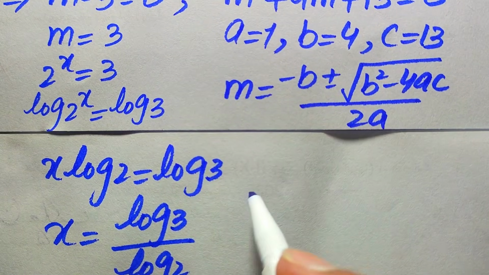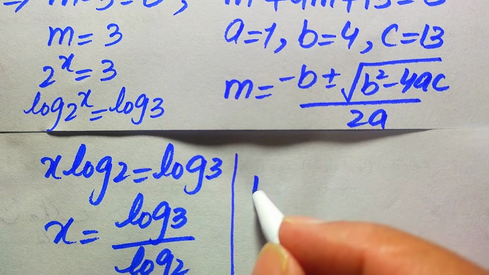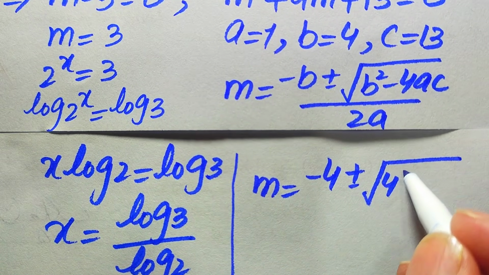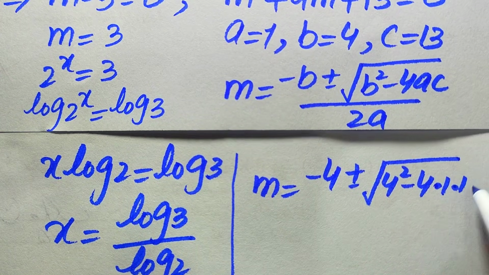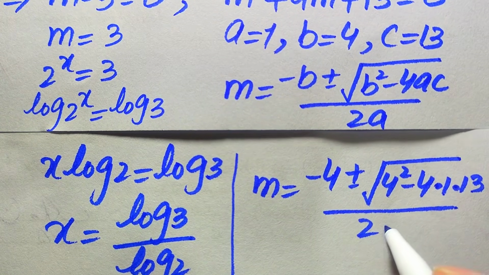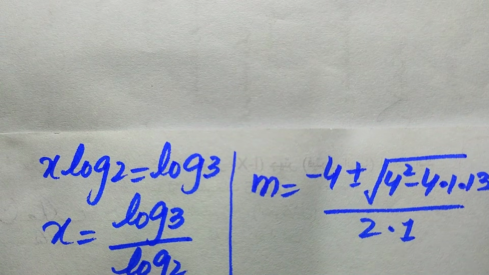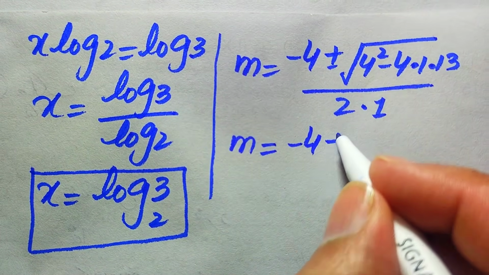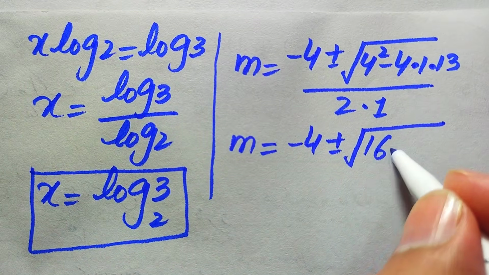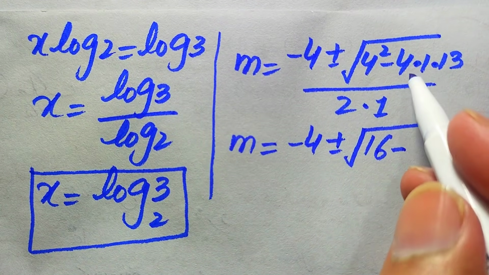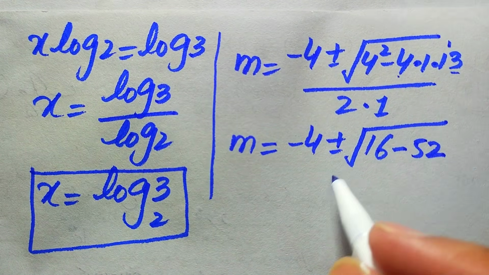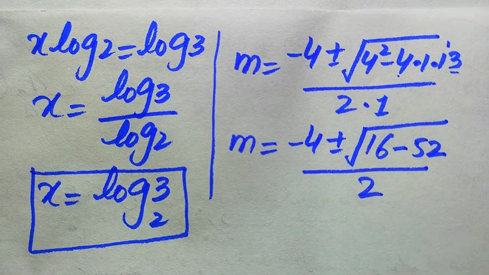So this is our quadratic formula. Here we put the values of a, b, and c, and we obtain m is equal to minus b, which becomes minus 4, plus minus square root of 4 square minus 4 times 1 into 13, divided by 2 times a, and here our a is equal to 1. Now in the next step we need more simplification, and we get m is equal to minus 4 plus minus square root of 4 square becomes 16, and 4 times 13 is equal to 52, divided by 2 times 1 is equal to 2.